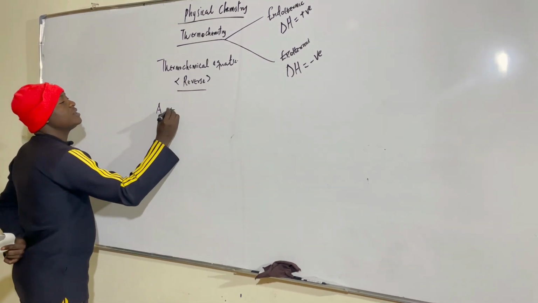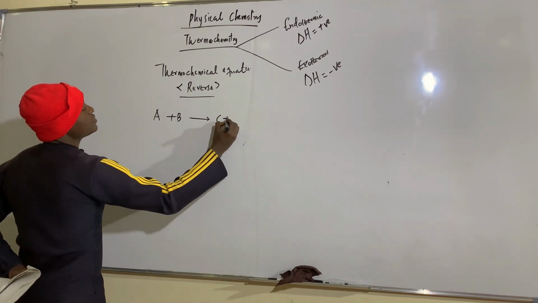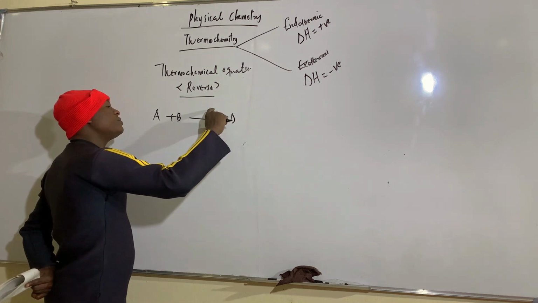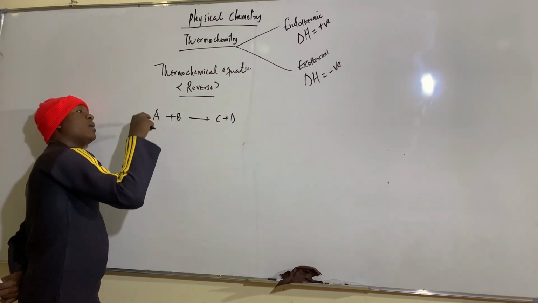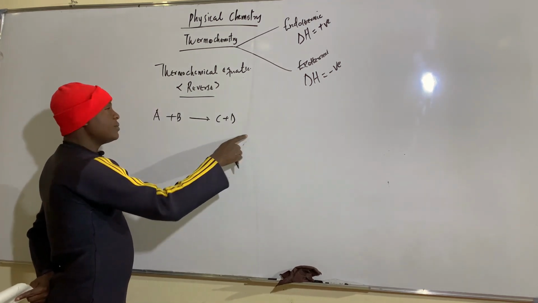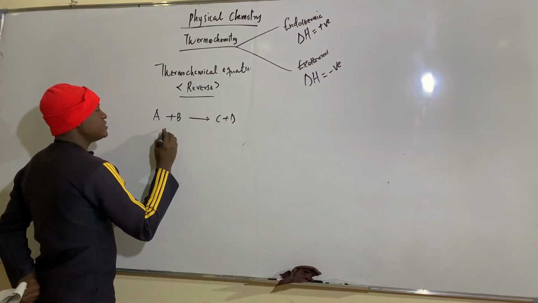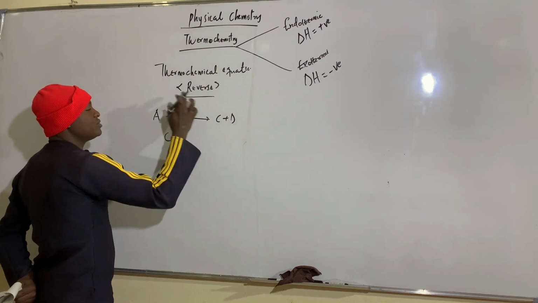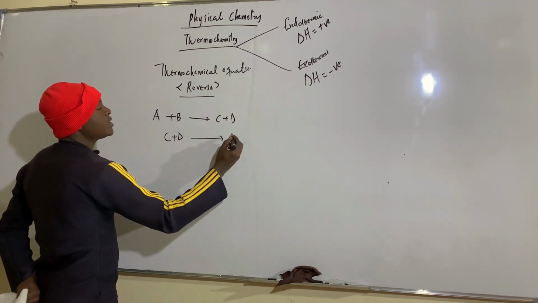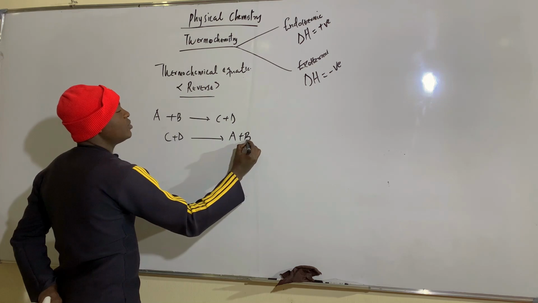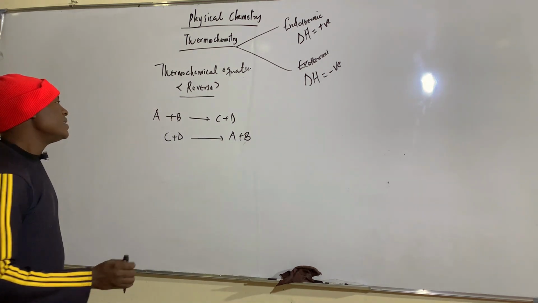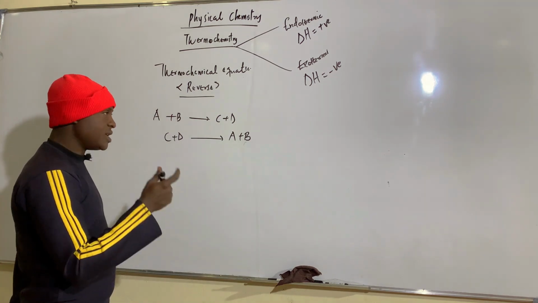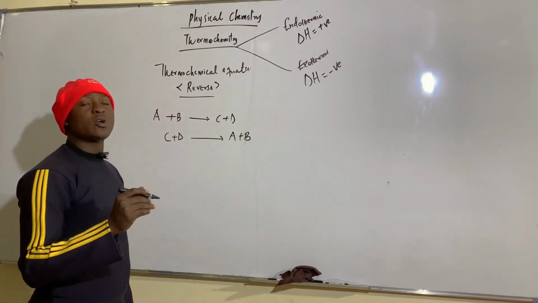For example, what are we trying to say in essence? Let's say I have A plus B to give C plus D. Let's say I want to reverse this one. So what I have at the product will go to the reactant, and what I have at the reactant will go to the product. So that means I will have C plus D. You can see what I have at the product goes to the reactant, then what I have here too, I will have A plus B. Can you see that? What we have at the reactant goes to the product. What we have at the product goes to the reactant. And it's going to affect the energy level.